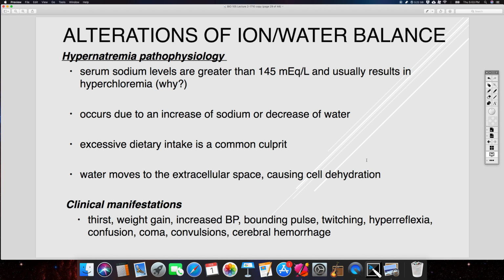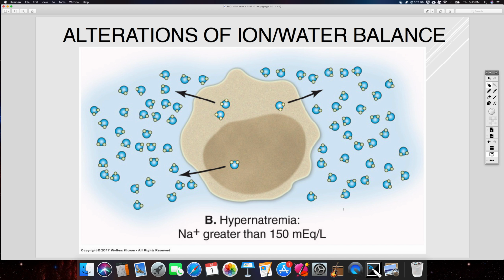So important clinical manifestations here: thirst, weight gain, increased blood pressure, bounding pulse. Again, the weight gain is due to the fluid. You're holding on to fluid in the blood, and increased blood pressure because of the increased volume. So again, this is hypernatremia. This is a hypertonic alteration. So you have a higher concentration of sodium out here. Water moves out to try to dilute it.